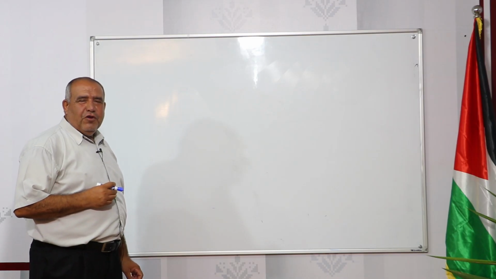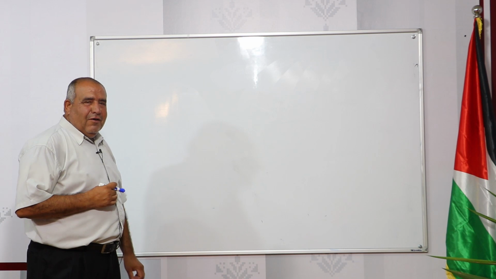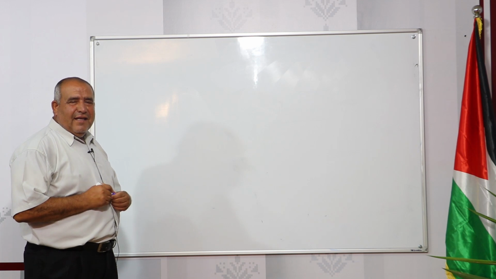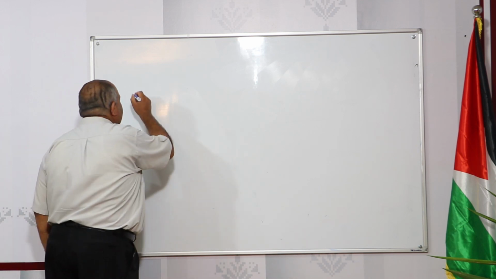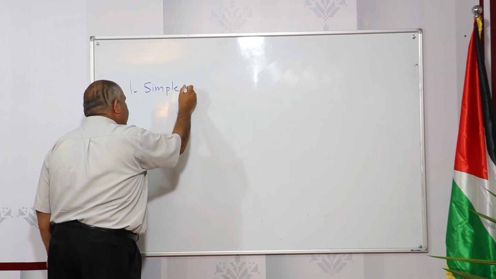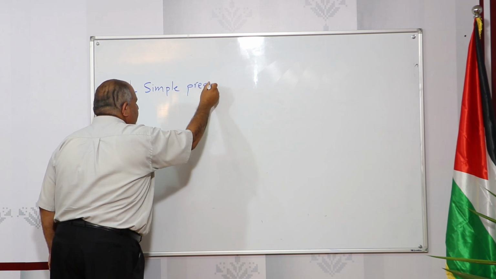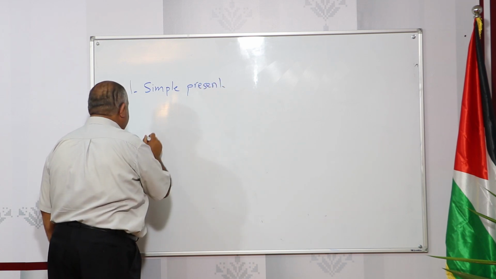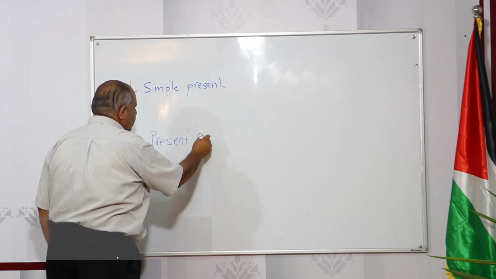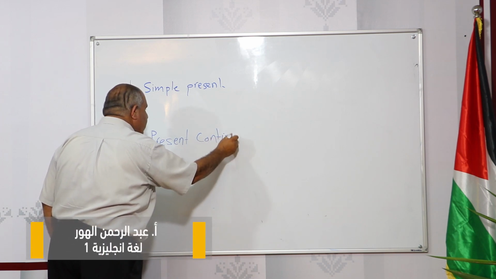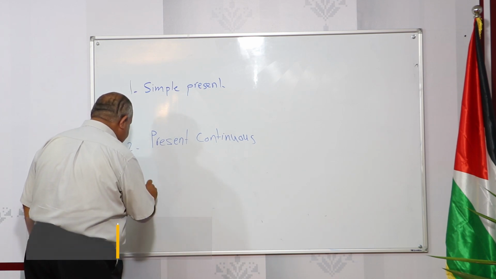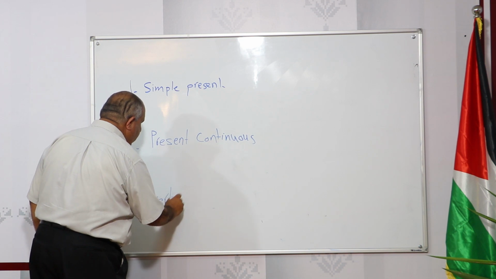This is the beginning of unit number 2. In this unit, we are going to begin with explaining and discussing the tenses. Particularly, we will discuss: number 1, the simple present tense; number 2, the present continuous; number 3, adverbs of frequency.